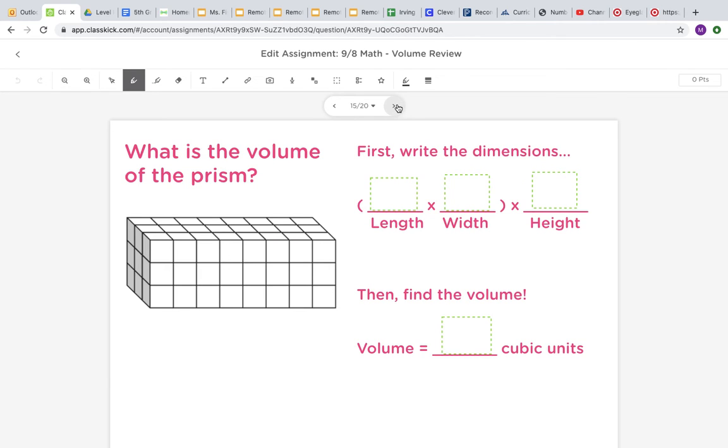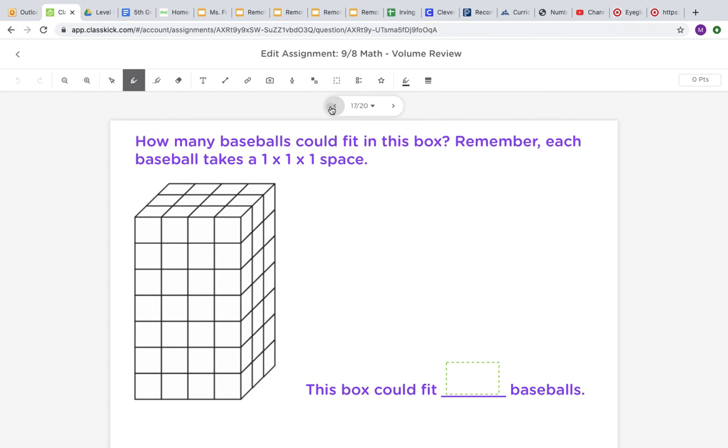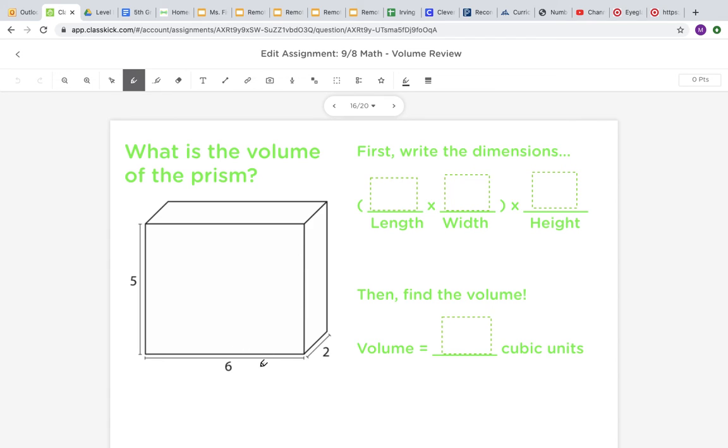All right, sometimes we are going to have to find the volume given the specific numbers. So we've got our length, width, and height all filled out for us. But now we don't have to count any cubes. We just have to multiply 2 cubic units by 6, which is our width, and then our height is 5. So again, we find the area of the base first. 2 times 6, which is 12. And then we do our height. 12 times 5 will give us our volume.